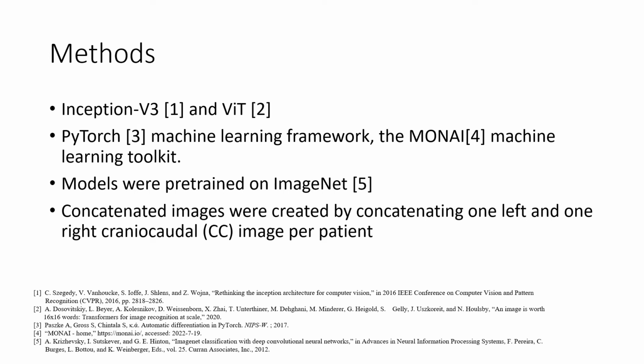We trained deep learning models of Inception V3 and Vision Transformer using the PyTorch machine learning framework. The MONAI machine learning toolkit was also used in the training of these models. Using transfer learning, models were pre-trained on ImageNet and fine-tuned on our breast density datasets. Concatenated images were created by concatenating one left and one right craniocaudal image per patient to form a single image, and all models were trained for 100 epochs.